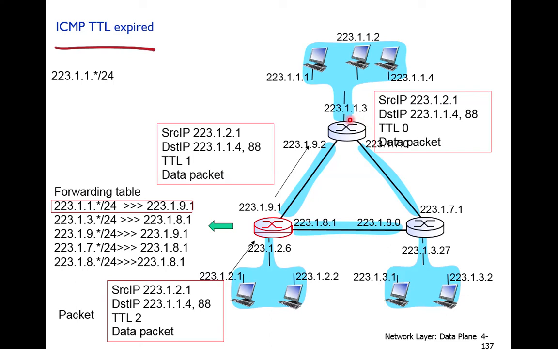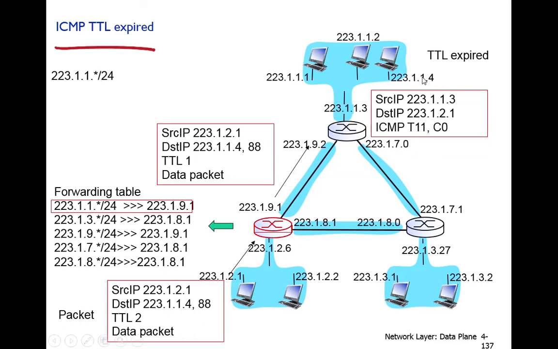When the packet is discarded, then the ICMP is invoked. Why? Because the ICMP will send the error message about why this packet is discarded. Here the packet is discarded because the TTL value is expired. So this is the ICMP TTL expired message. Its source IP address will be the IP address of this machine where the message is discarded, and the destination IP address will be the sending machine. And the ICMP type is 11 and code is 0. So this message will be sent to the sending machine.